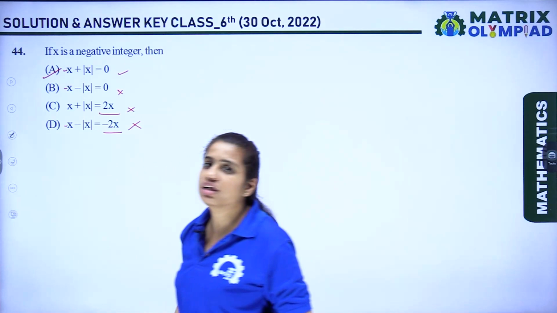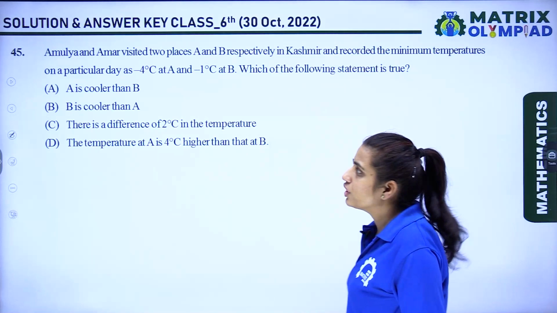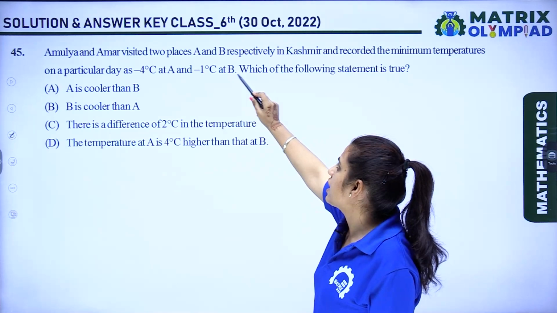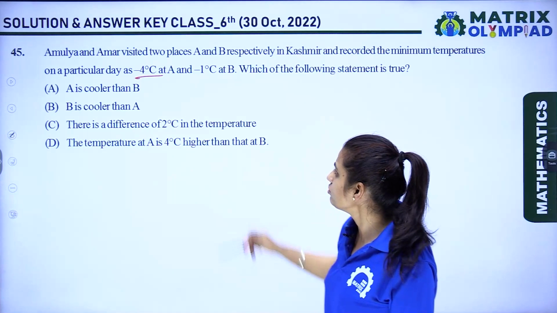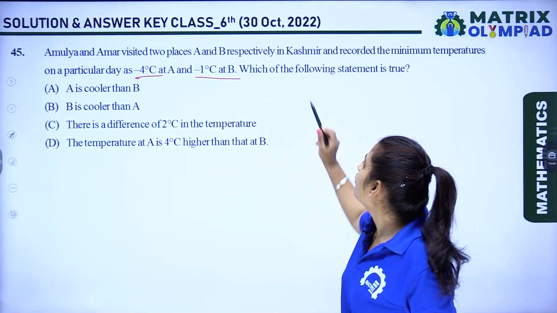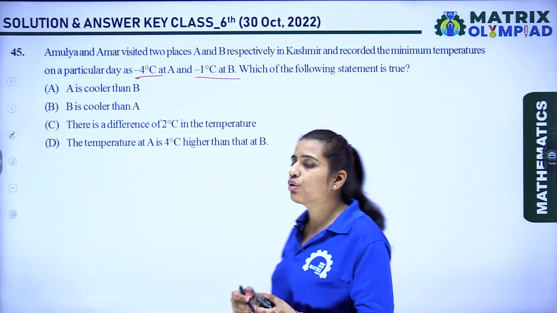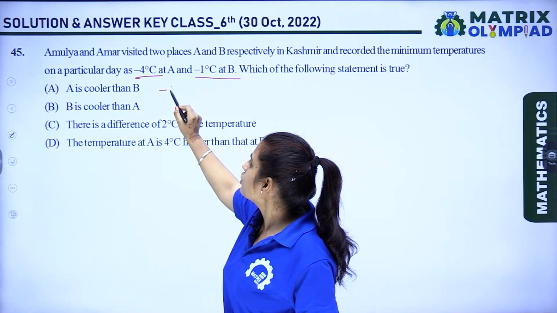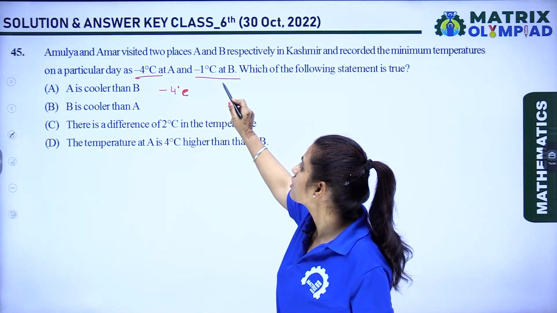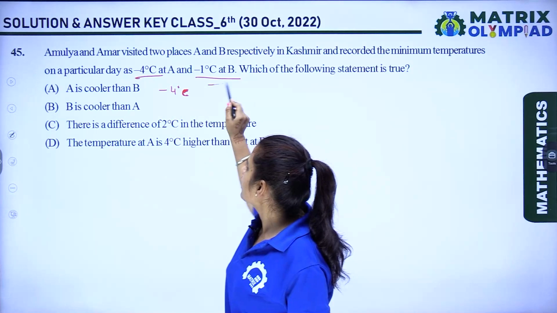Now the next question is, Amulya and Amar visited two places, A and B respectively, in Kashmir, and recorded the minimum temperature on a particular day as minus 4 degrees Celsius at A and minus 1 degree Celsius at B. Which of the following statements is true? Now we have to find out which of these four options is true. The first option is, A is cooler than B. A is cooler than B means minus 4 degrees is cooler than minus 1 degree Celsius. Yes, it is true. So we can say that the first statement is true.